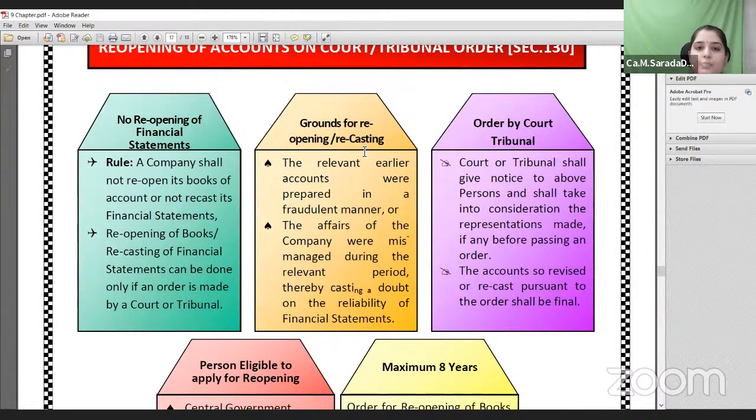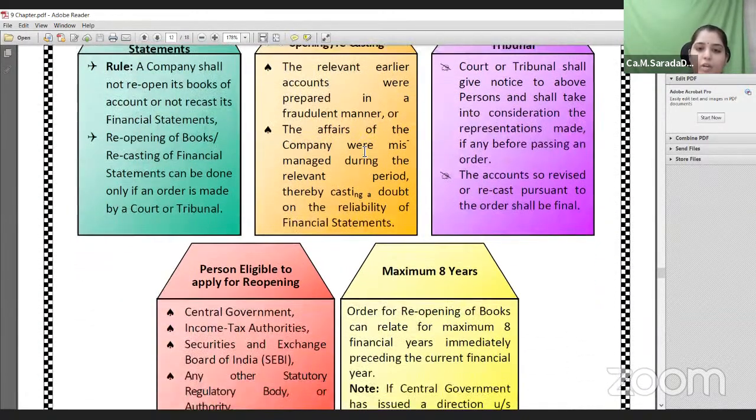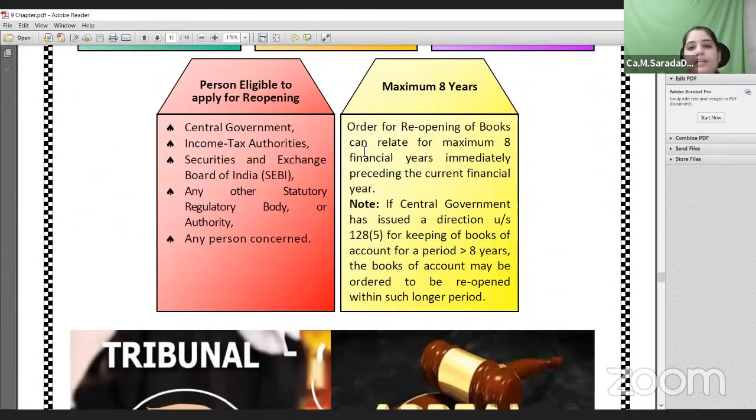Okay. In such cases, the court will order the company on the information it gets from either a member of the company, or from any order of the central government, or from any other financial institutions. In such cases, it is mandatory for the company to reopen its books of accounts, revise this particular financial statement, reopen the financial statement and get it audited once again. For the purpose of reopening, they can reopen the books of accounts for a maximum of 8 financial years immediately preceding the current financial year. For how many years can they reopen the books of accounts? A maximum of 8 financial years immediately preceding the current financial year.